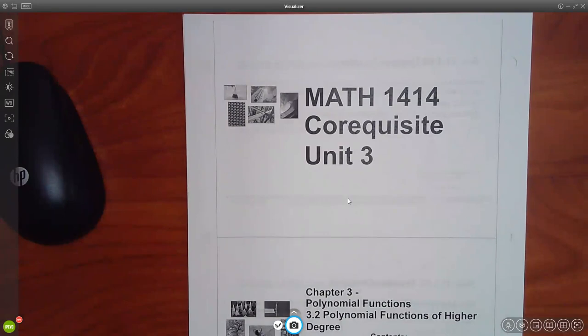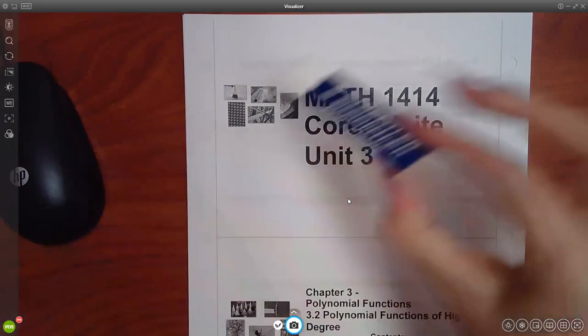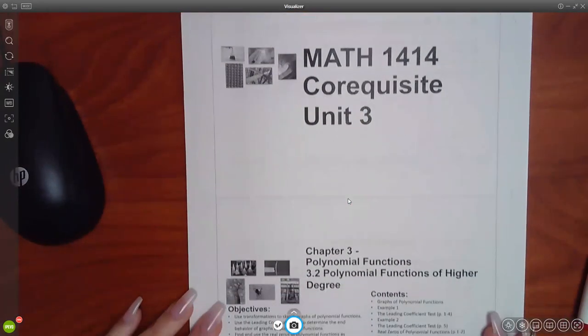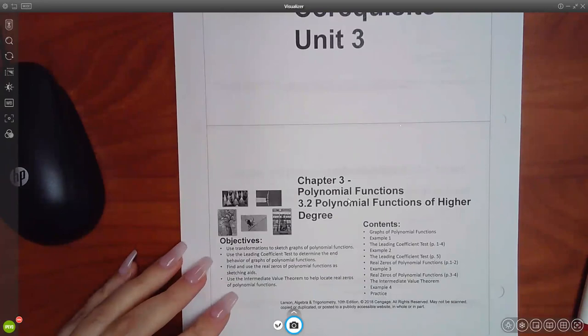Okay, so we're finally in Unit 3. We only have three more units after this. It's Unit 3, Unit 4, and Unit 5. Then we're done with the semester, okay? So for this unit, it's all going to be about polynomials.